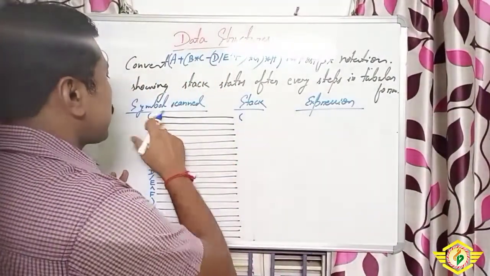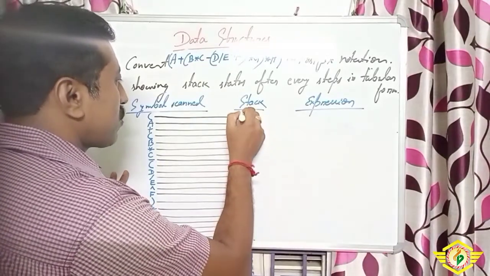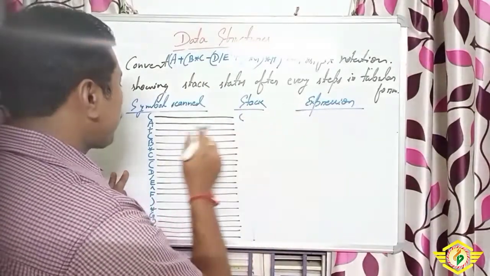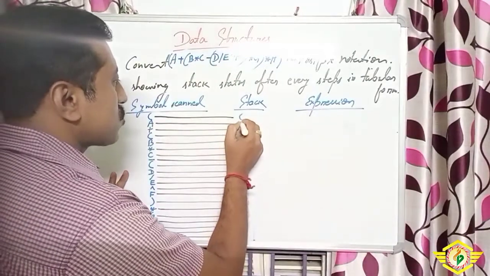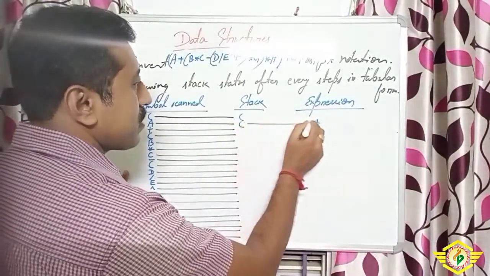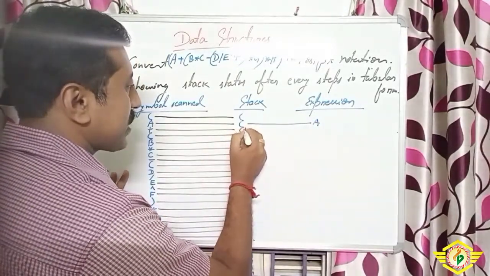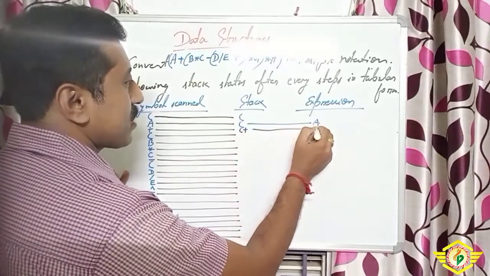So first one is this bracket one. In the stack, first this one will be scanned, expression nothing will be there. Then A came here, so we'll not write A in the stack, A will be here in the expression. Next the plus sign came, so after the bracket the plus sign came, so it will be like that, A.